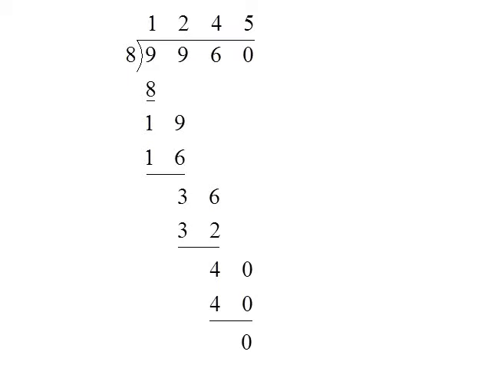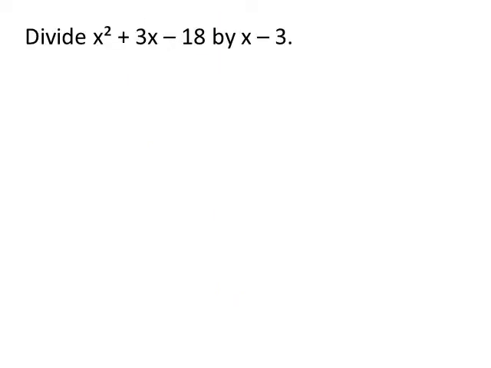So we're going to do that same thing, but instead of dealing with one digit at a time when we're dealing with a number, we're going to deal with one term at a time when you deal with polynomials. So I want to divide x squared plus 3x minus 18 by x minus 3. So I'll write it the same way. I have x squared plus 3x minus 18 underneath the bracket. I have x minus 3 on the outside. So I look at the first term. x squared divided by x is x, so I write that on top.